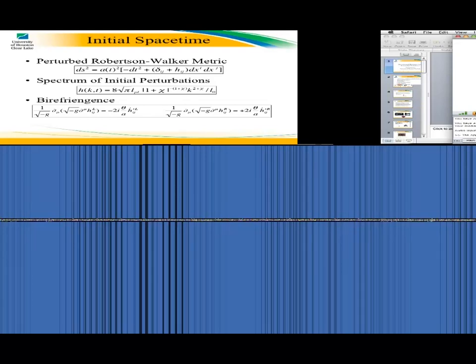Then we define our initial space-time by using the Robertson-Walker metric. For the length of the simulation, this isn't too critical because the universe isn't going to expand that much. But the idea here is we can put in a scale factor, which defines how big the universe is and how much it's expanding. And then we also have this term here, which is the perturbation, which is going to be the gravitational wave. So if we put in initial gravitational waves, it would go here.